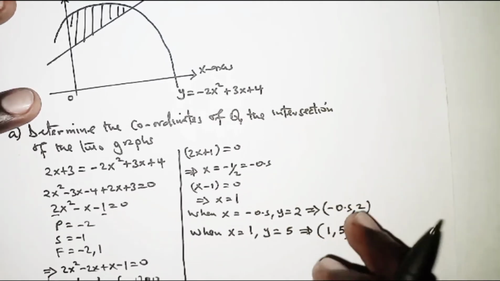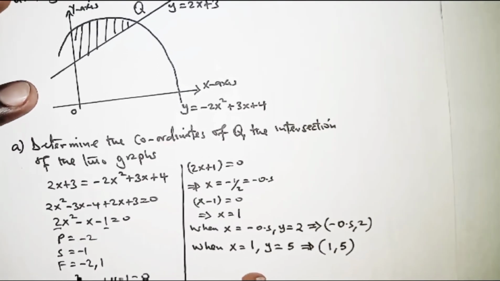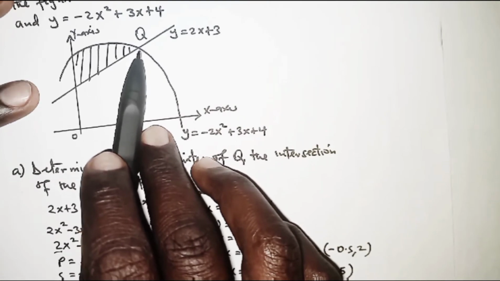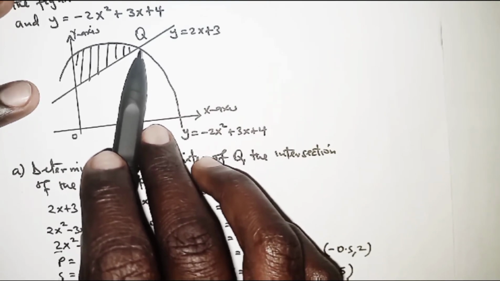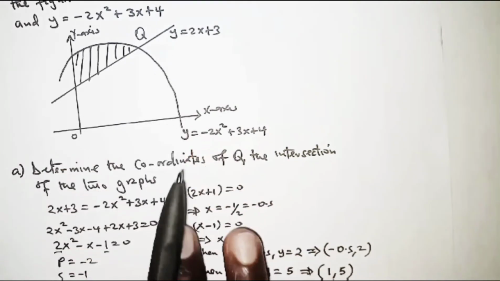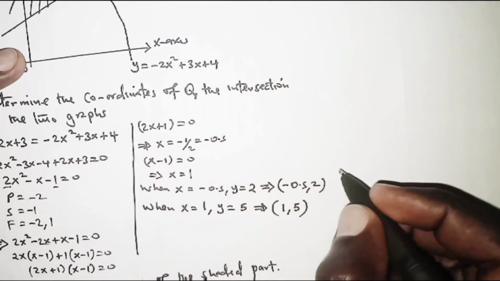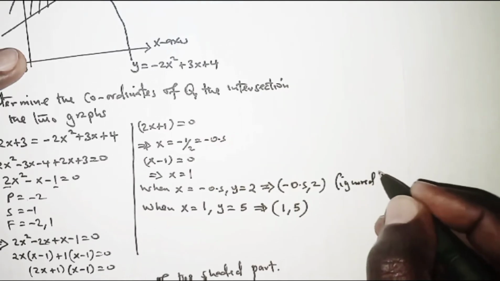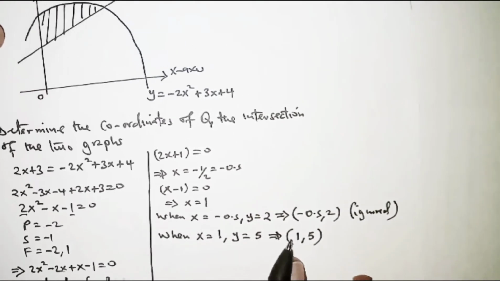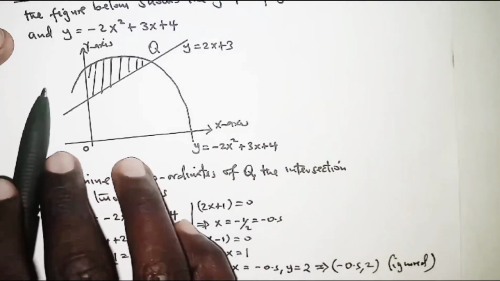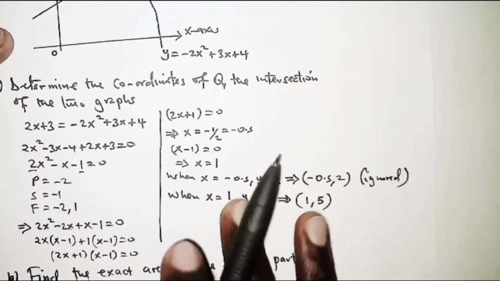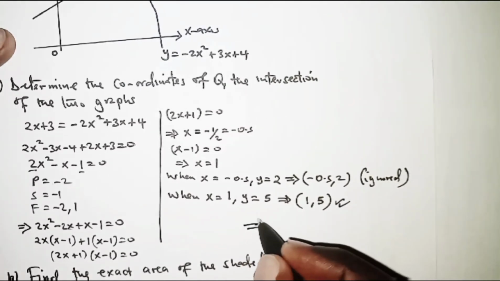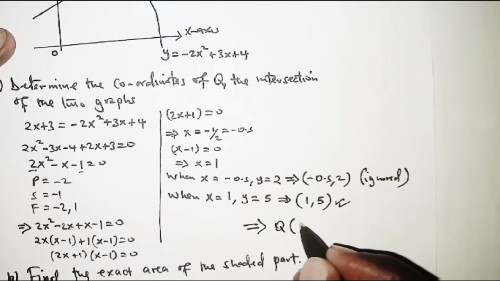From the two points and the graph that you are given, point Q must have its x coordinate as a positive value. If it were negative, then it would be on this other side. So this point here will be ignored, because this point must be on this other side of the graph. So we are going to pick this point as point Q. That implies that Q is 1, 5.